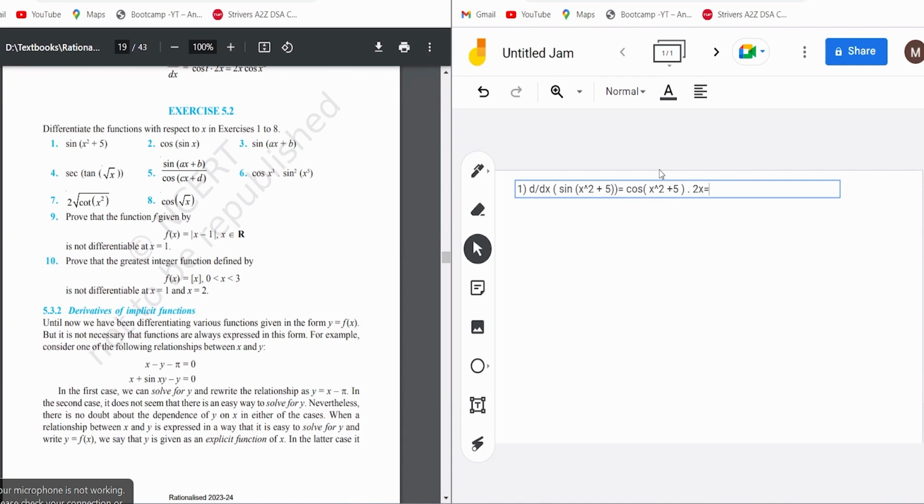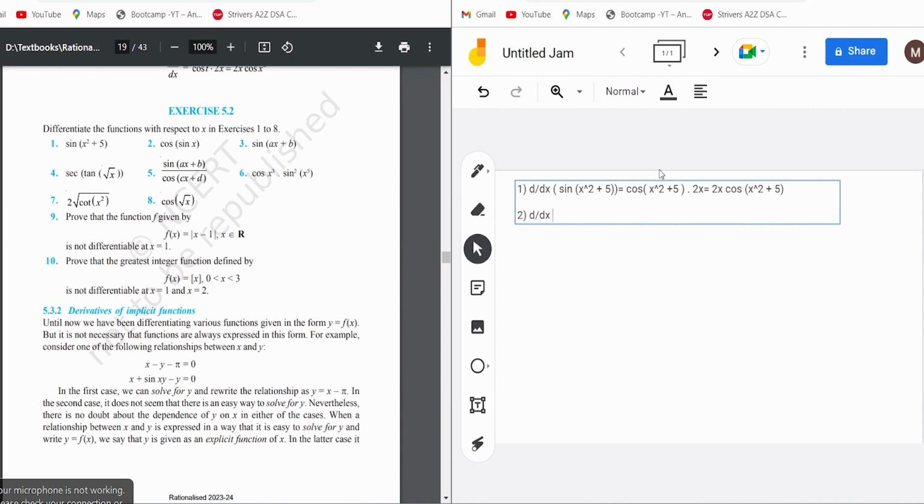So writing it in a clear way, it would be 2x times cos of x square plus 5. Okay. Very simple question, I must say. Let's move to the next question, question number 2. So here it is saying d by dx of cos of sin x. This can also be easily done.